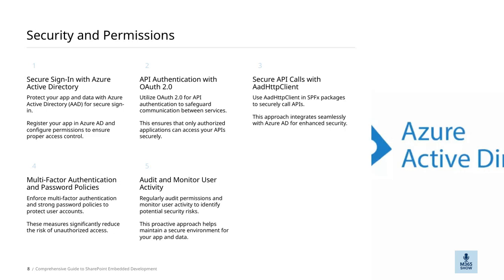Let's talk about security and permissions, which are crucial for protecting your SharePoint embedded apps. One of the key steps is to regularly audit permissions and monitor user activity. This helps us spot potential security risks early on. By taking this proactive approach, we can maintain a secure environment for both our app and data, ensuring that only authorized users have access.